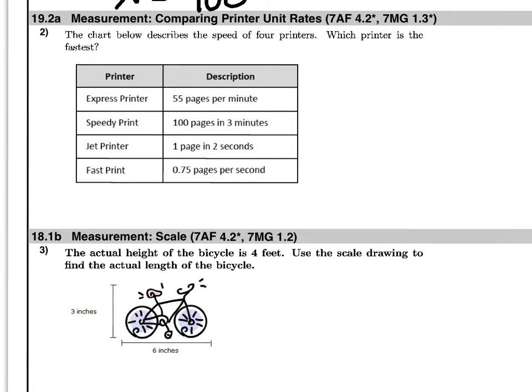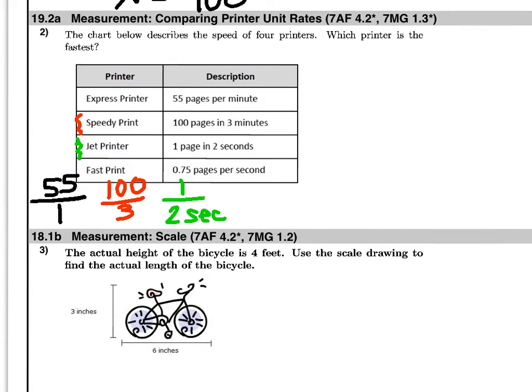Well, the first thing that we have to do is decide to use the same denominator so that we can compare these guys. So I'm going to write them. We have 55 pages in 1 minute. That's the Express. I'm going to do the Speedy guy in red. And so Speedy is 100 in 3 minutes. And I'm going to change my pen color again and say that the Jet printer is 1 page in 2 seconds.